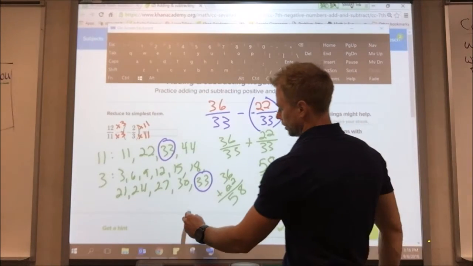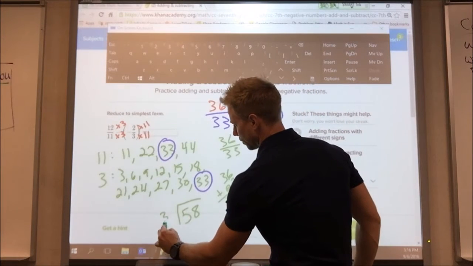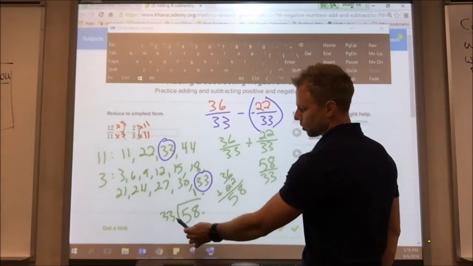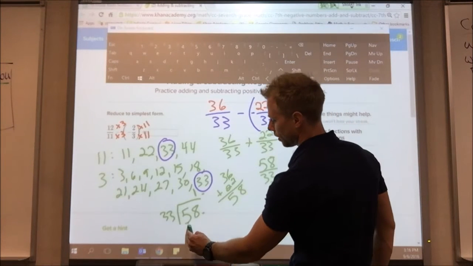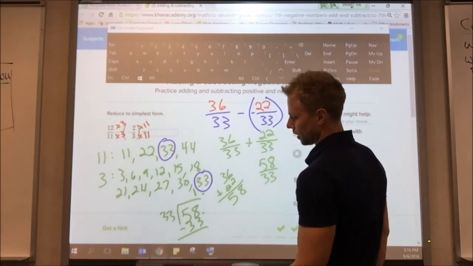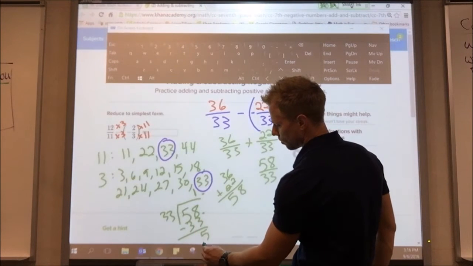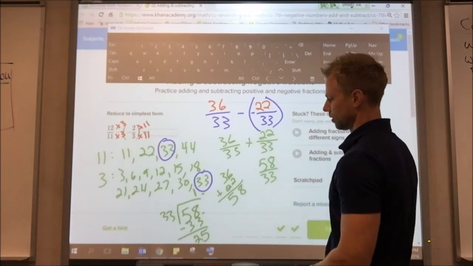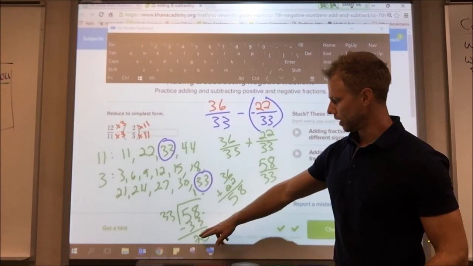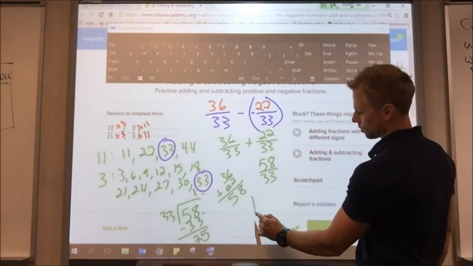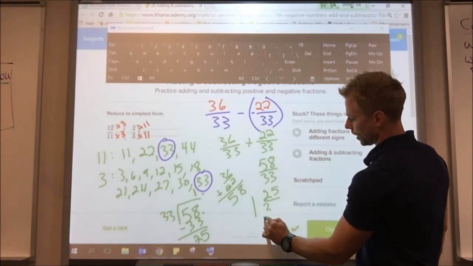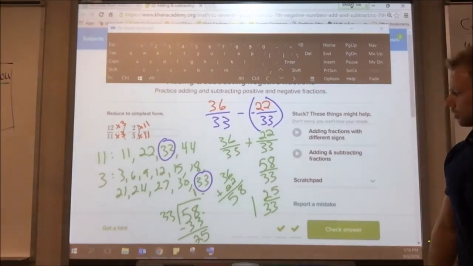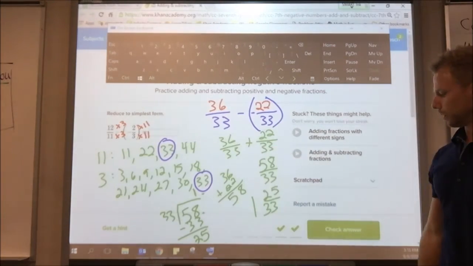Okay, so I could divide. I could do 58 divided by 33, and I know that goes in there once, because if 33 times 2 would be 66, that's too big. So it goes in there once, then I subtract. 8 minus 3 is 5, 5 minus 3 is 2, so that means I have 25 left over. It goes in there once, there's 25 left over out of 33, so that would be 1 and 25 33rds. Okay, and that would be reduced. It would stay positive because they're both positive.